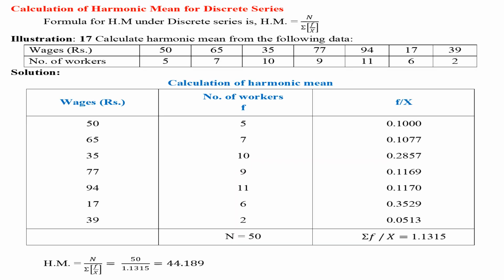It's noted from the table that the first column is variables, here it's wages, and the second column is frequencies, here it's number of workers. In the third column, each frequency divided by each variable should be calculated and recorded. For example, 5 divided by 50 is 0.1 for the first row, then the sum of all such values should be calculated and divided by the total number of frequencies, which is 50.